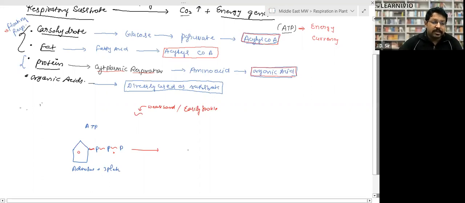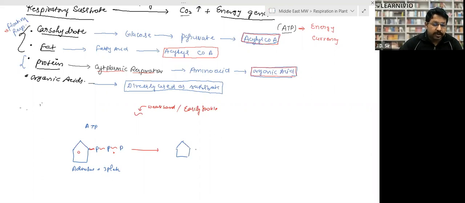When we require energy, it breaks down. When it breaks down, what will happen? The adenosine, that is a nitrogen base, will remain the same. Only 2 phosphates will remain. One bond will be broken down, and due to the breakdown of the bond, we know that energy gets released, right? So you will get 1 phosphate. We call it Pi. Pi means inorganic phosphate, plus energy.